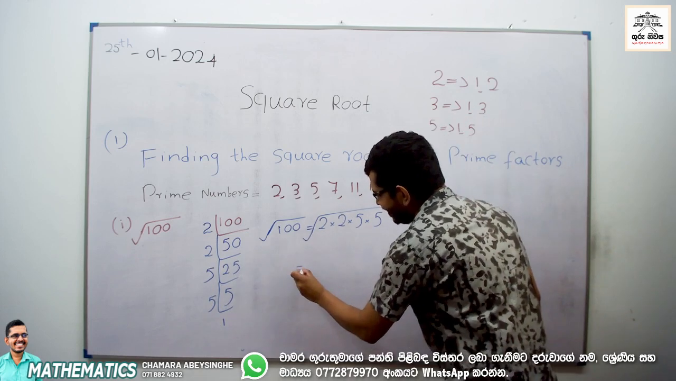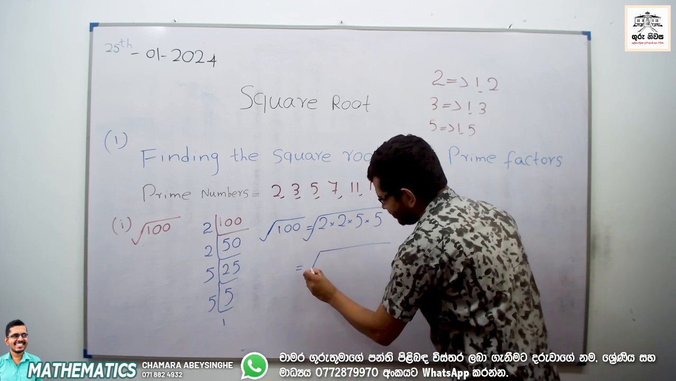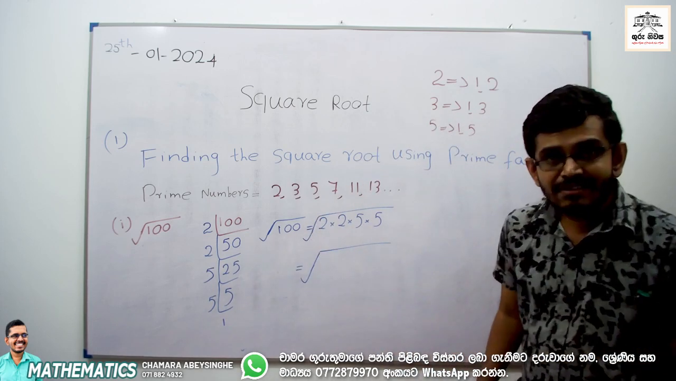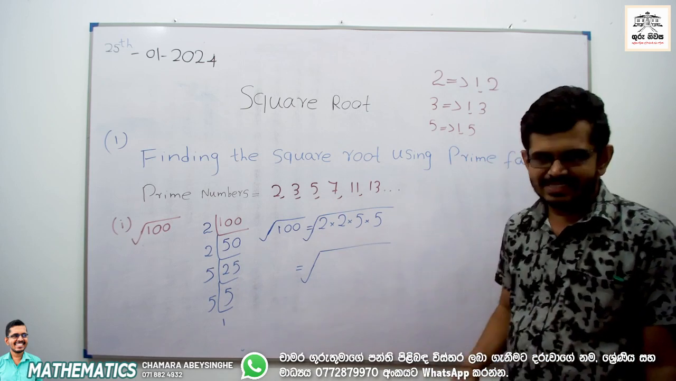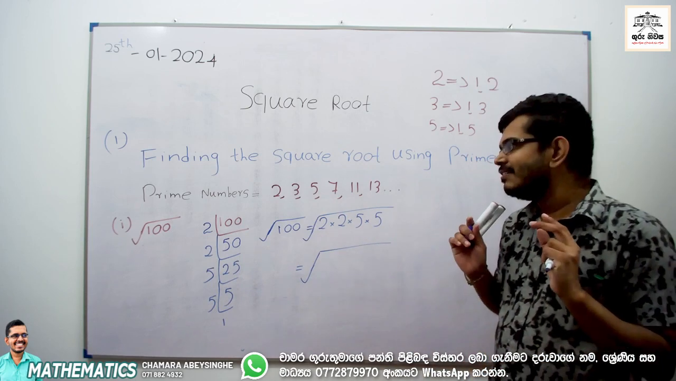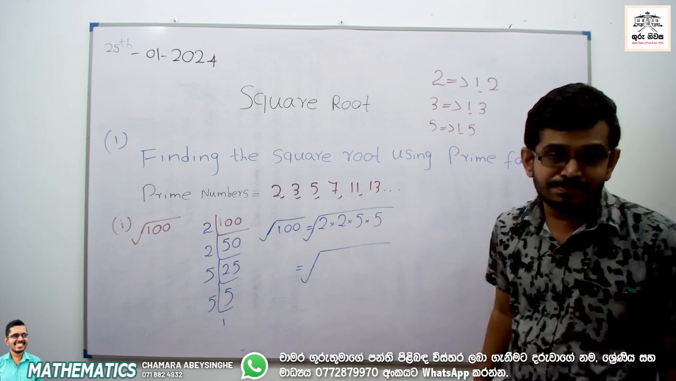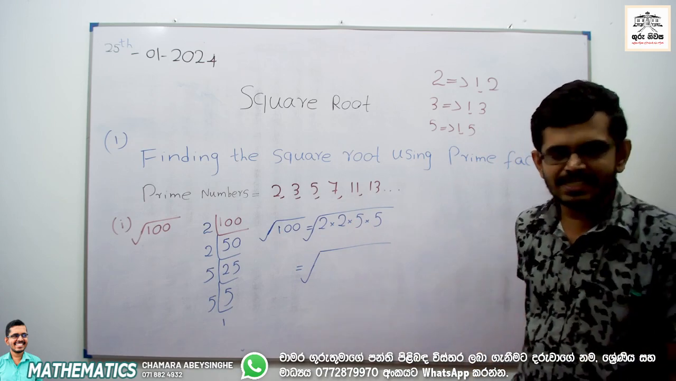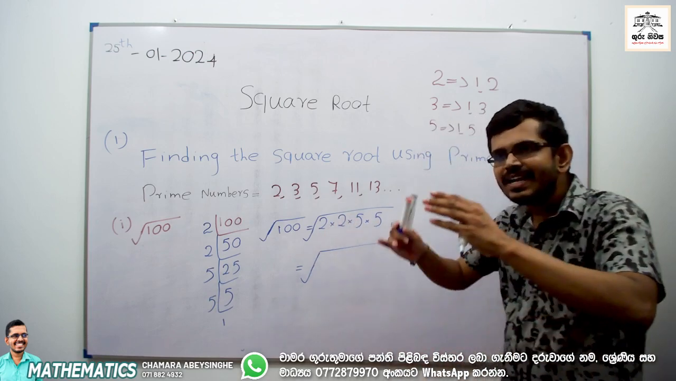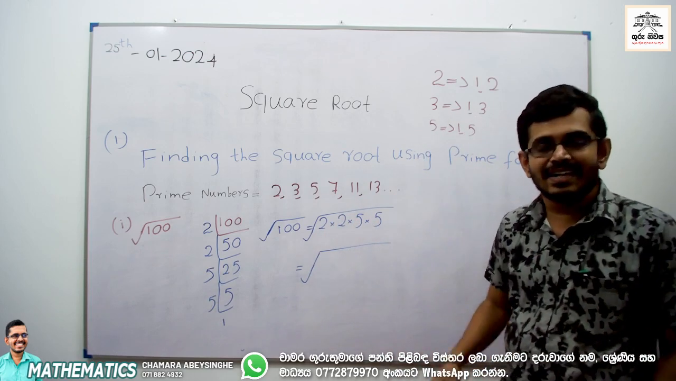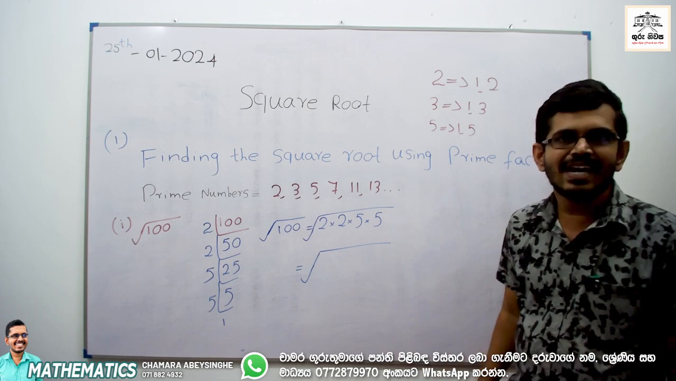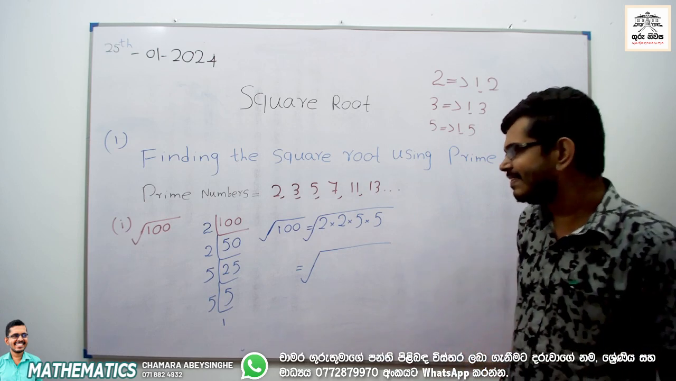Now, very important one. Student, these numbers in the square root mark we should divide into 2 equal groups. We must separate these numbers into exactly two equal groups.